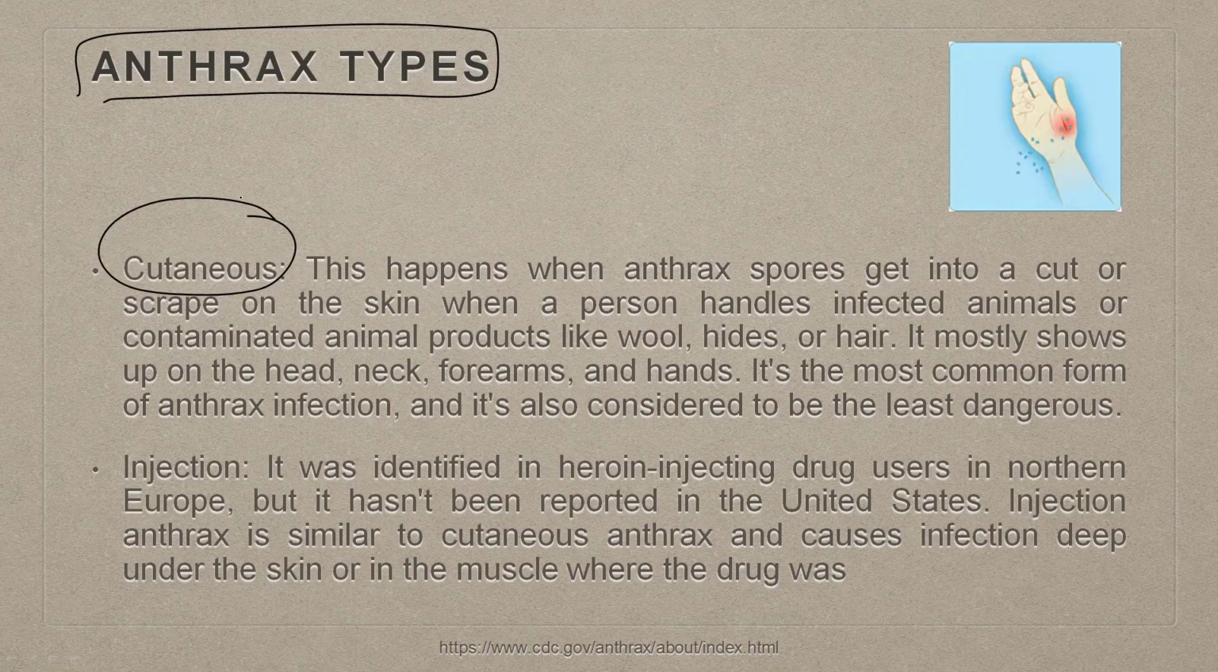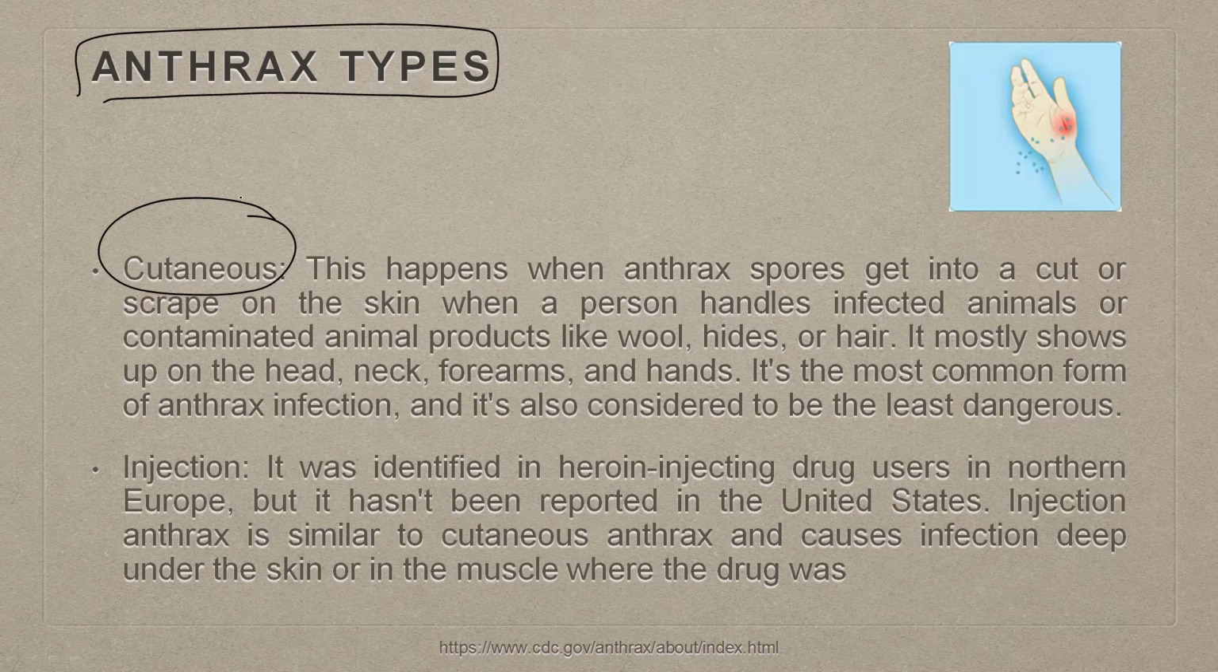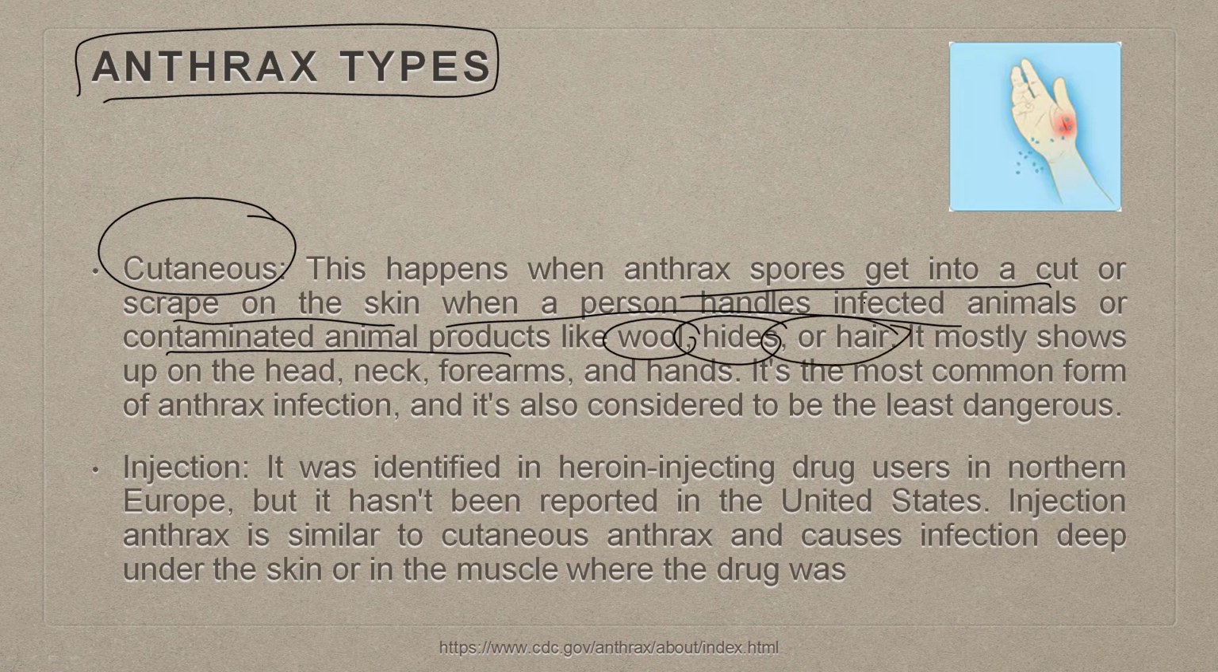When we talk about cutaneous, we are talking about skin, anything to do with the skin on your body surface. This happens when anthrax spores get into a cut or scrape in the skin when a person handles infected animals or contaminated animal products like wool, hides or hair. So people working in the wool industry, the animal leather industry, or collecting different kinds of fur for multiple purposes all have to be extremely careful.